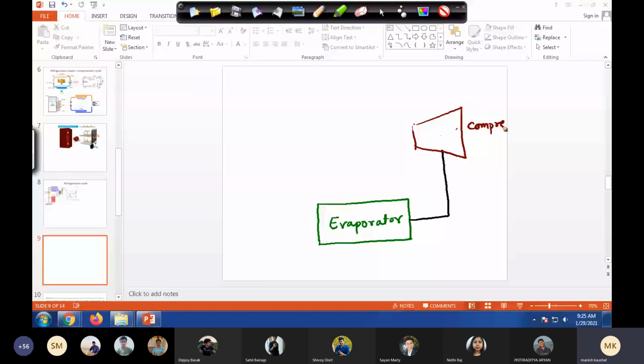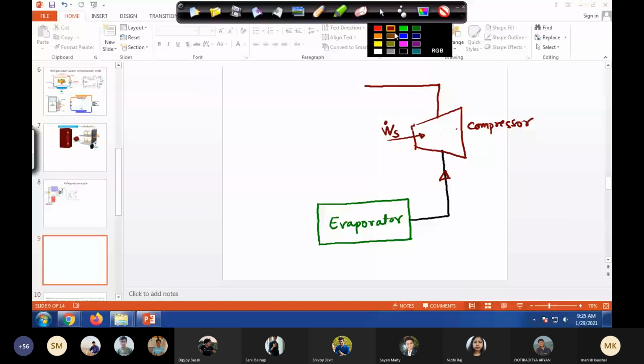In the compressor, as you have seen, work is done by an external agent. Then this compressed mixture will go to the condensation unit.